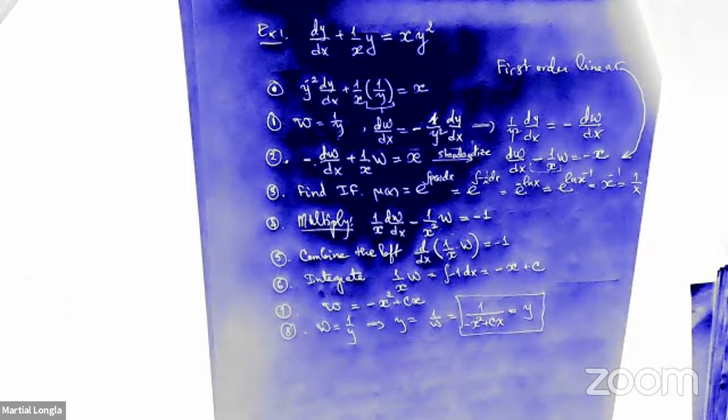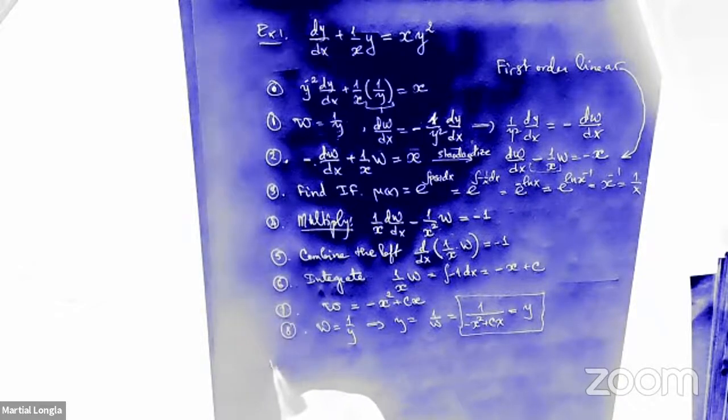Now let me keep this answer here and give you an example to solve. Example 2: x dy over dx plus y equals 1 over y squared. So let's go. Take 5 minutes, think a little bit, and try to follow exactly these steps.